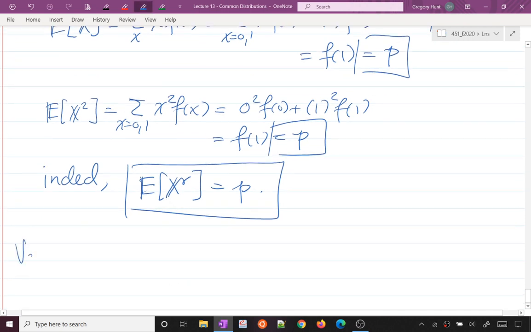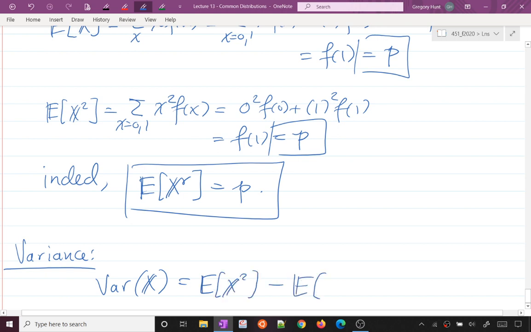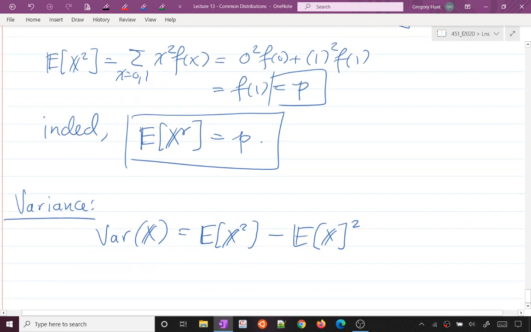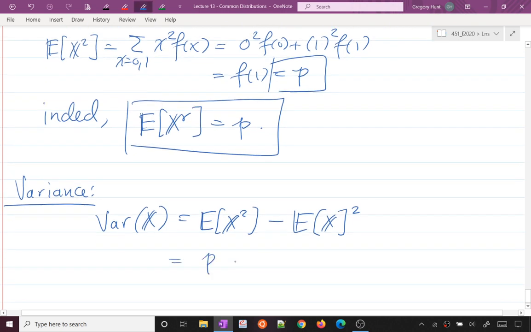What this means is that if I want to calculate the variance, I can use my shortcut formula. It's the expected value of the square minus the square of my expected value: p, and then minus p squared, or p times 1 minus p.